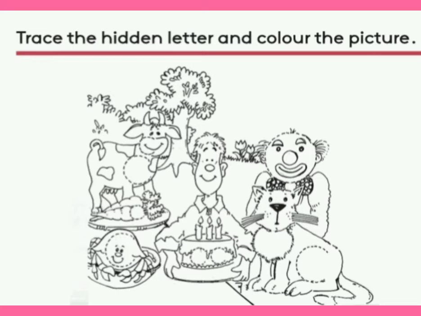I can see a cow, a carrot, two carrots I guess, a crab, a big cake, and a cat, and behind the cat there is a clown. Okay, so all these words are starting with letter C. Okay, so you have to color this picture as well. You have to color it very neatly and you have to finish it out.